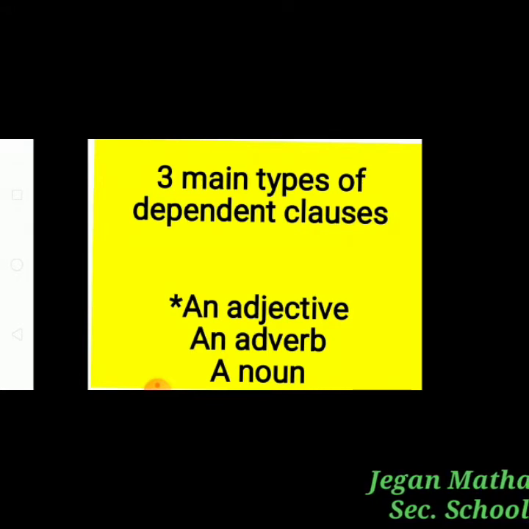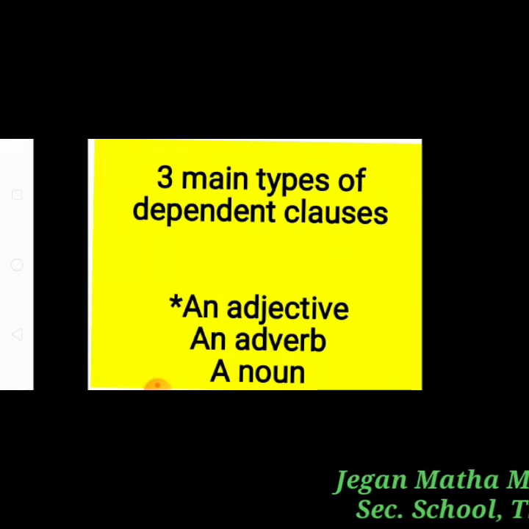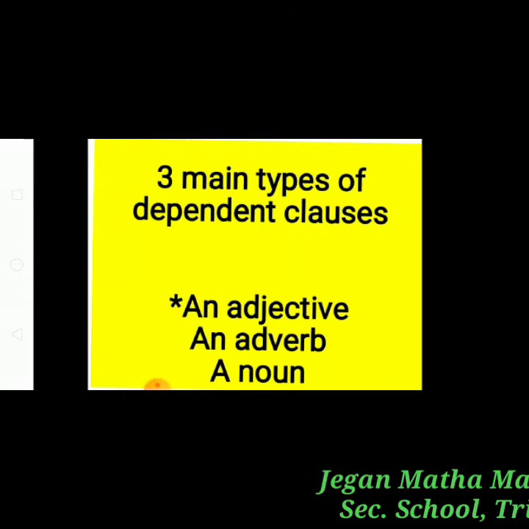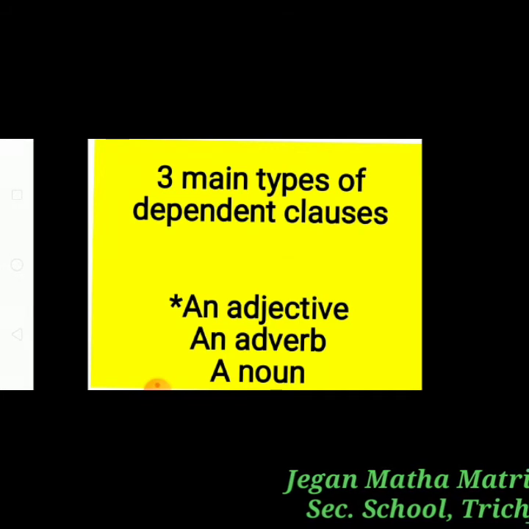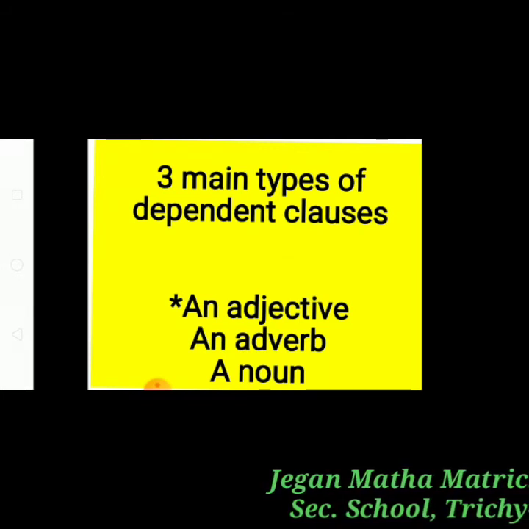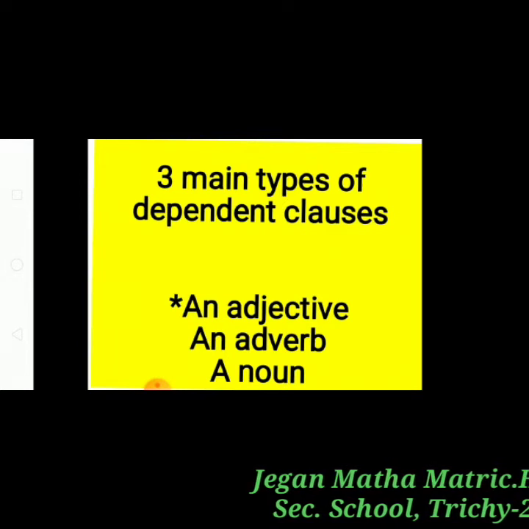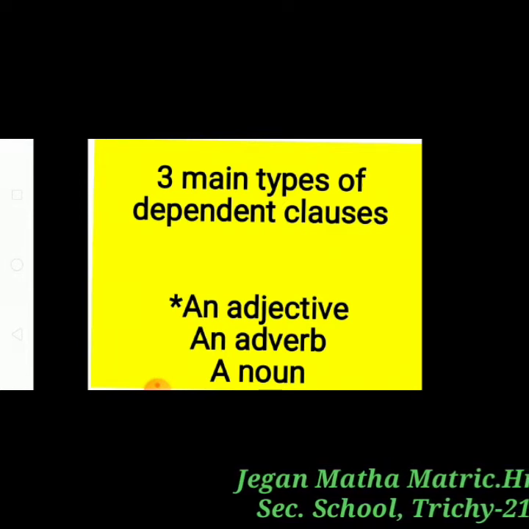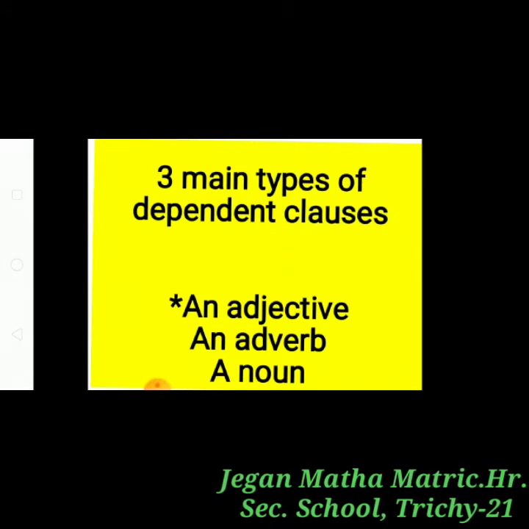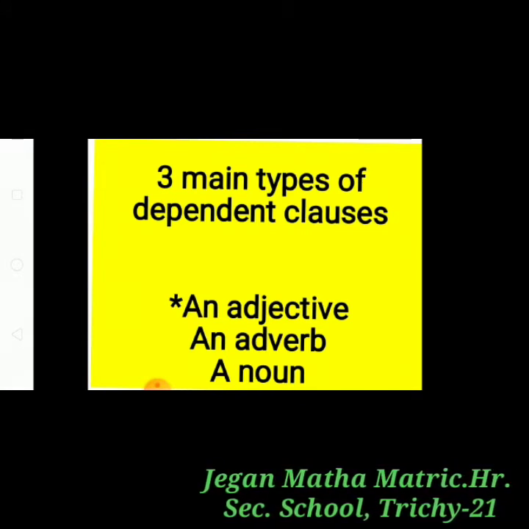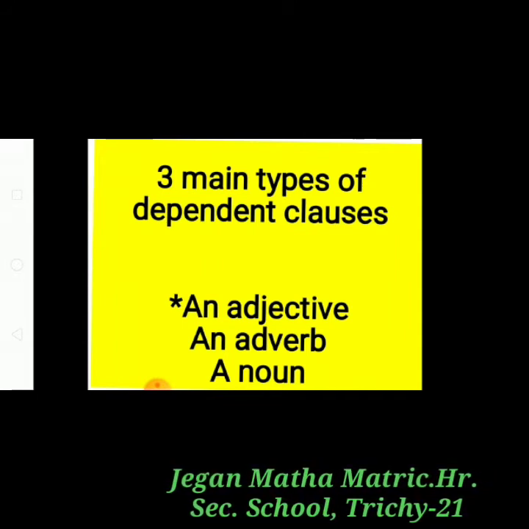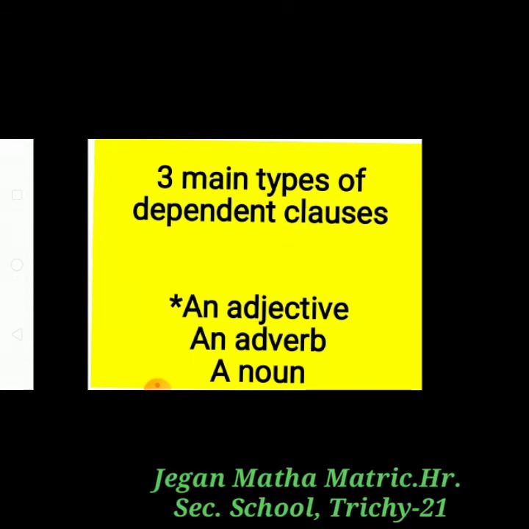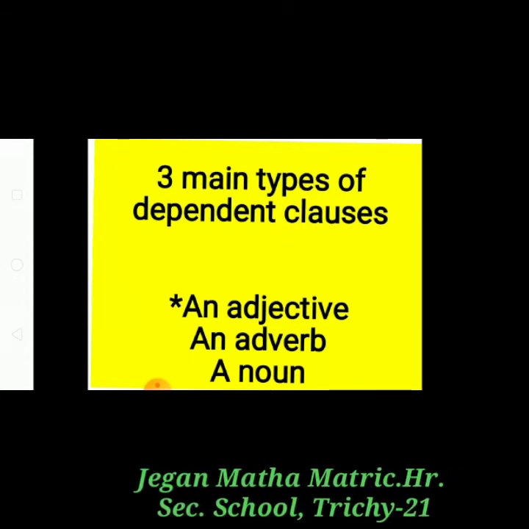Next, there are three main types of dependent clauses. What are they? An adjective clause, an adverb clause, and a noun clause. What is an adjective clause? An adjective clause describes or gives more information about a noun. It tells us which one, what kind, or how many.